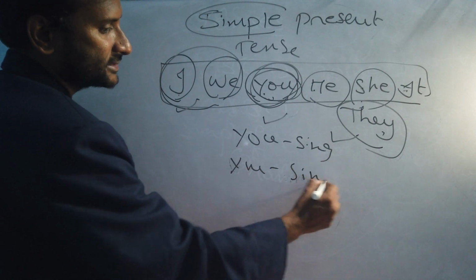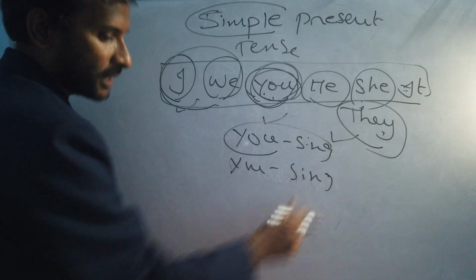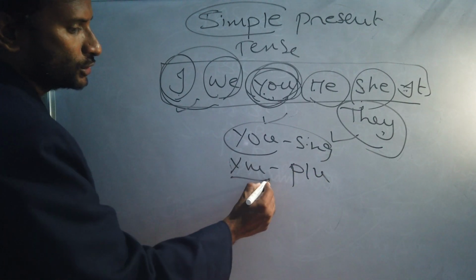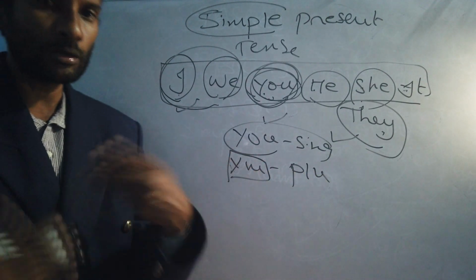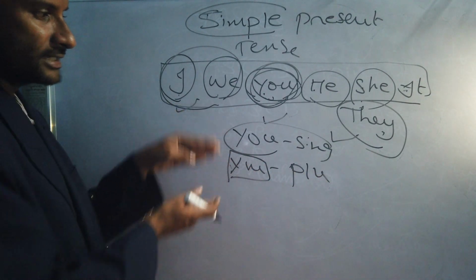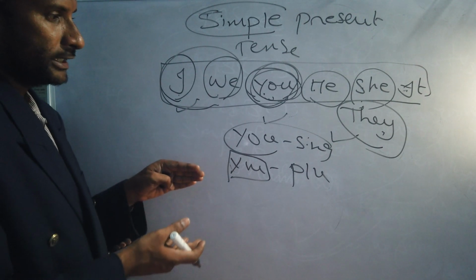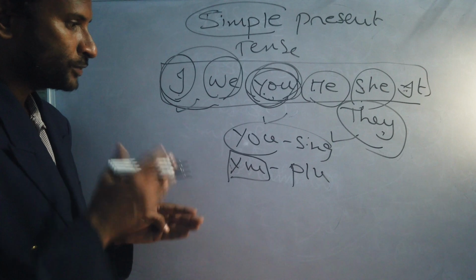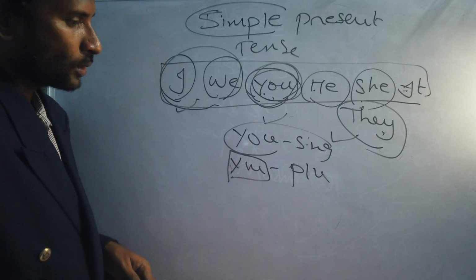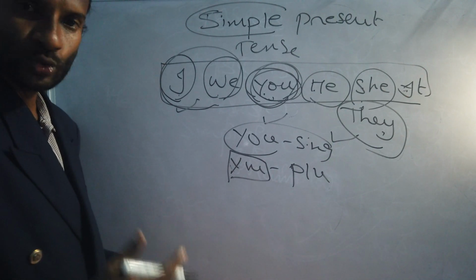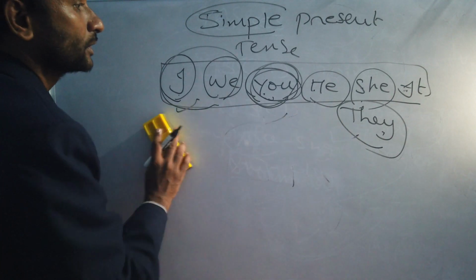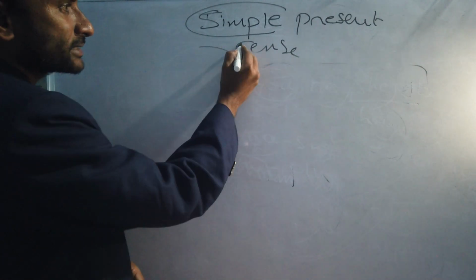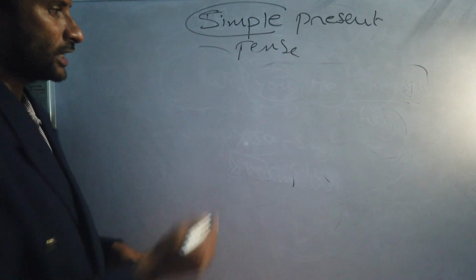This singular implies only one person, whereas this you implies 2 or more persons. That's how we consider you with singular understanding and you with plural understanding when you have more than one person, that is 2 or 3 or more. So with this background, simple present tense looks like this.